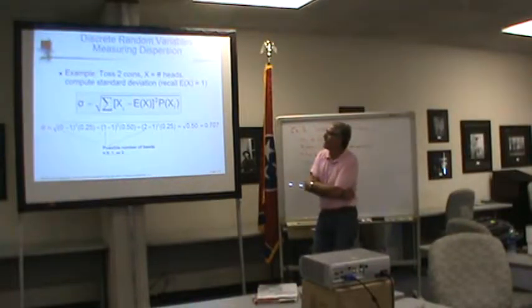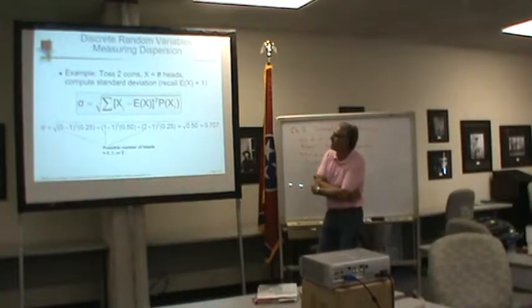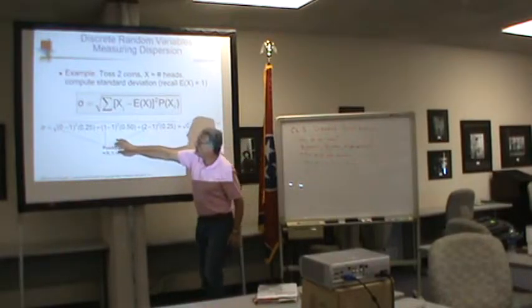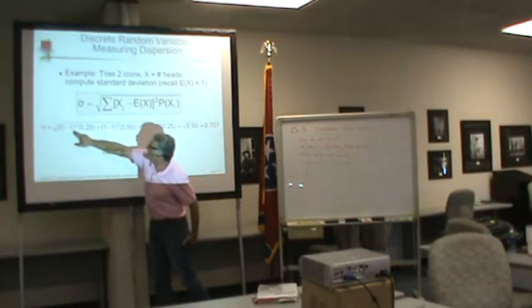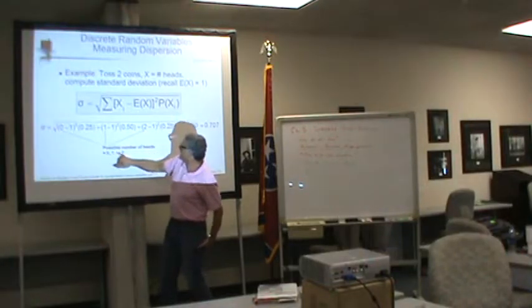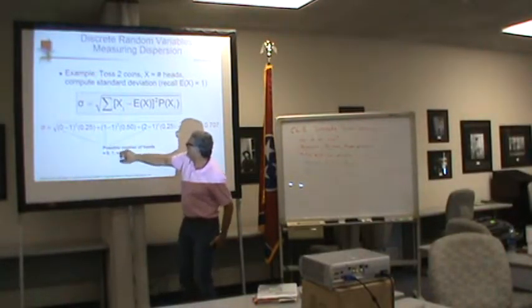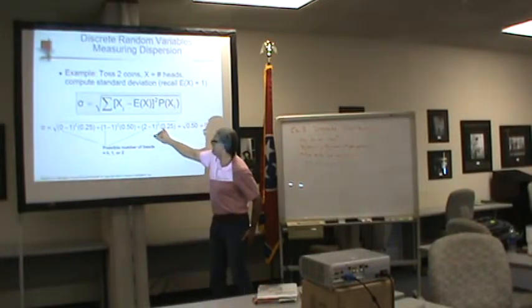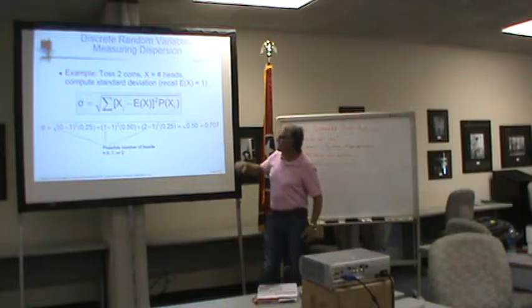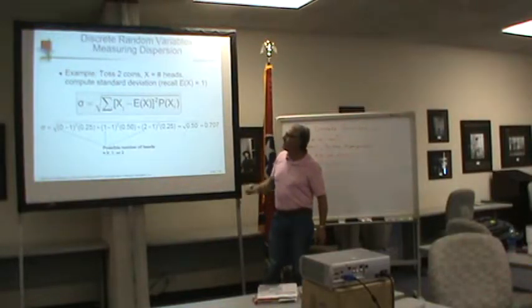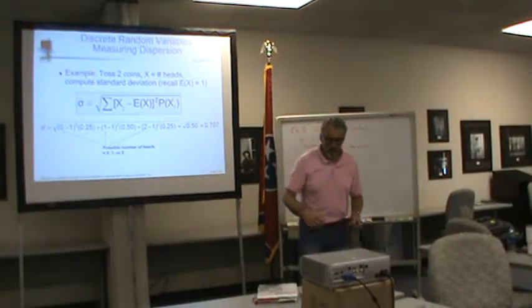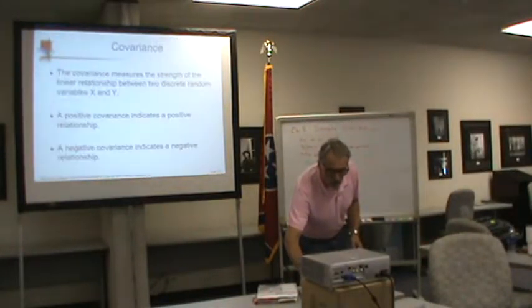So let's see. We tossed 2 coins. X was the number of heads. So let's get the standard deviation. Remember, our mean, or our expected value, is 1. So here we go: 0 minus 1. This is the 0th. Each of the possibilities, you have 0, 1, or 2. Here's your expected value and your probability. So the standard deviation is 0.707. That's a measure of the spread. So it's a very simple way to calculate these things.